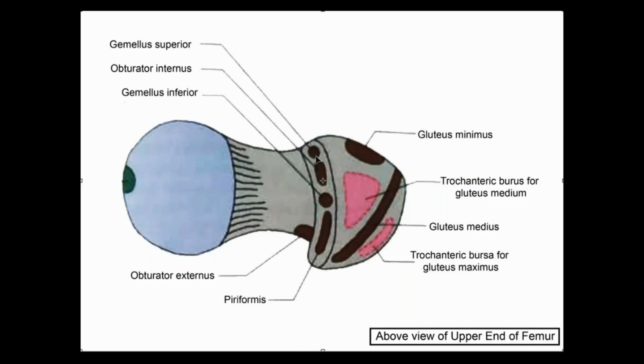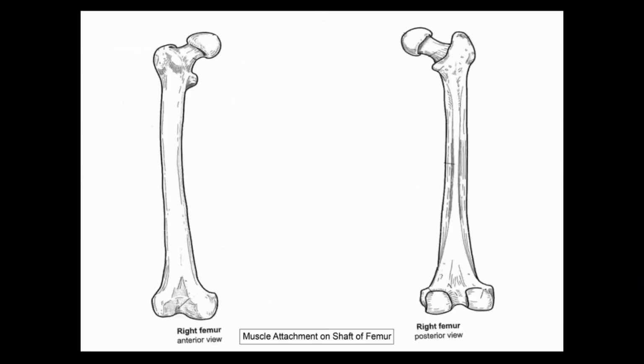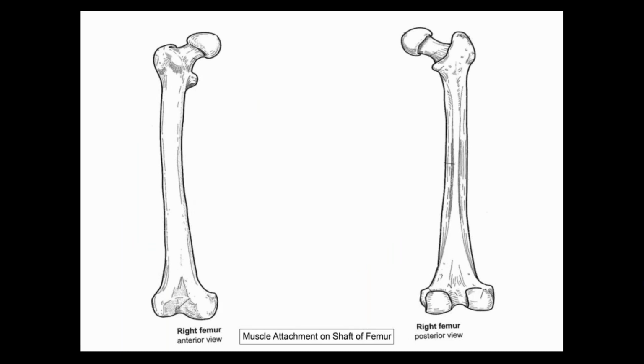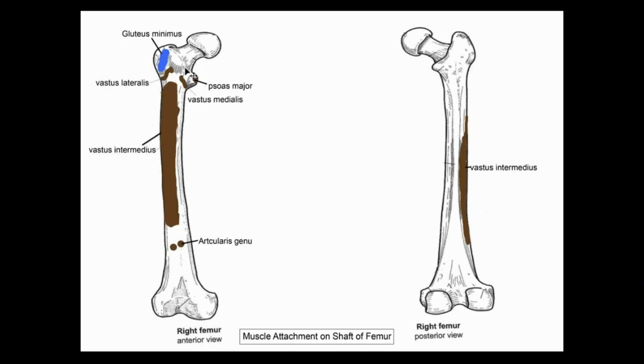Now I'll begin with the shaft. The shaft is present between the upper end and the lower end, right? And it has three surfaces and three borders. The three borders are the medial border, lateral border, and posterior border. The posterior border has a prominent ridge in between, which is known as linea aspera.